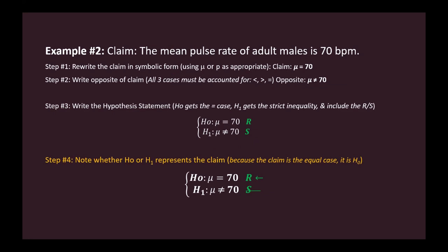So as you work through these, carefully translate the claim, then make sure that your opposite has all of the other cases in it. Write the hypothesis statement out. The null always gets the equal. The alternate always gets the strict inequality. And then just take the few extra seconds to put the R and the S after that and note which of those two parts of the hypothesis statement represent the claim, because that's going to make writing the conclusion a lot easier.